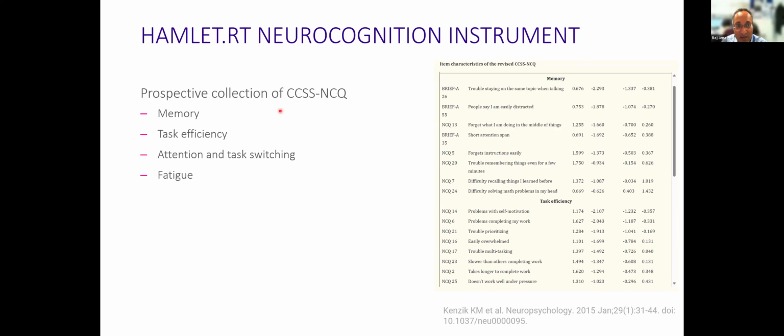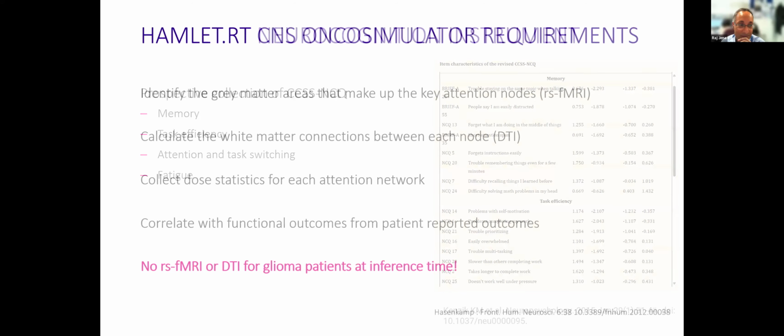CCSE stands for Children's Cancer Survival. It's from people that had brain radiotherapy in childhood and were then followed as adults and asked what problems they had when they returned to the world of work. It's a very highly validated, very short instrument, a lot of bang per buck, a short set of questions telling you an awful lot about patients' ability, their neurocognition in the place of work.